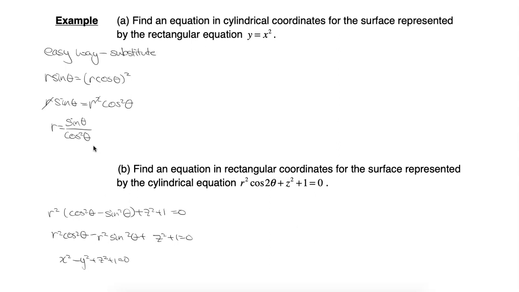It's a little trickier backwards. If we are given an equation in cylindrical coordinates, to find the rectangular coordinates, you have to play around a little bit until you get somewhere. So here there's a double angle formula, first of all, so that means we can write this as r squared times, open parenthesis, cosine squared theta minus sine squared theta, close parenthesis, plus z squared plus 1. And then we notice, wait a second, r cosine theta is equal to x. So this is x squared, this is y squared, and we have plus z squared plus 1.